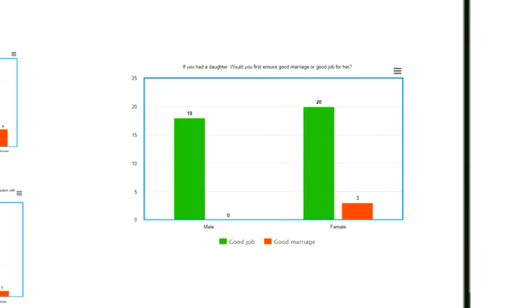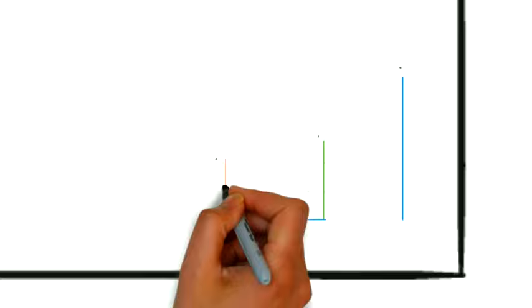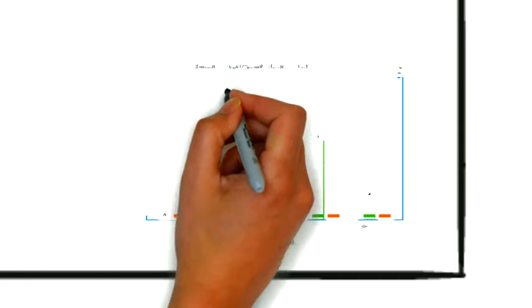We have asked our respondents if they would prefer good job or good marriage for their girls. Most of the respondents believe that good marriage is more important, but the difference between responses is not very significant, which means that there are quite many people who still believe that good job is very important as well. But still, we can see from the answers that our society is still prioritizing good marriage for girls.